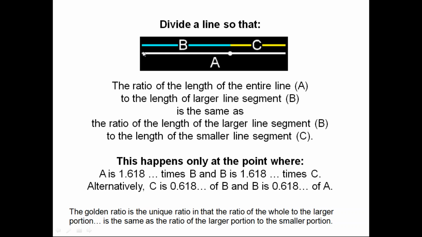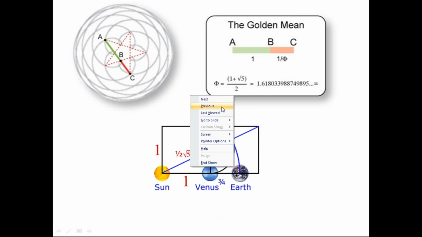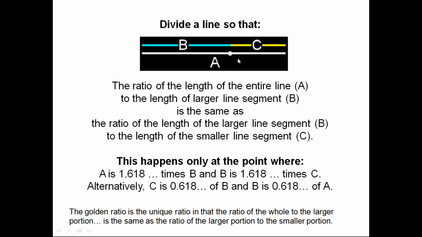Well, let me walk you through this. The ratio of the length of this entire line A to the larger length of this segment B is the same as, hope you're following me, the ratio of the length of the larger B to C. And it's only at this point, which is the 1/6 expressed, it's only at this point where that happens. It's only at this point that this happens.